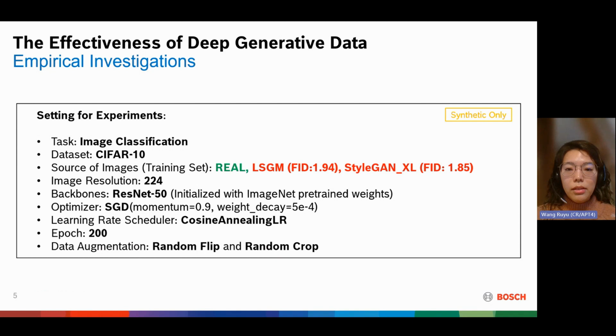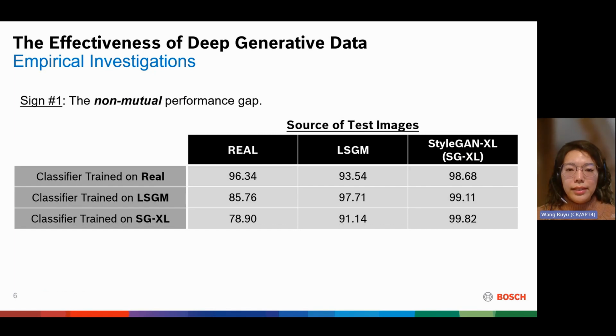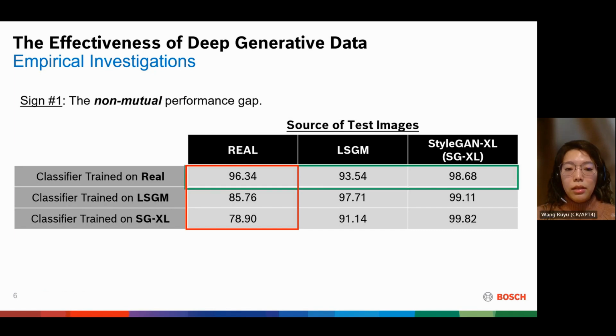For the empirical investigations, we focus on the image classification task on the CIFAR-10 dataset. And note that besides the real CIFAR-10 dataset, we also have two synthetic CIFAR-10 datasets generated by two popular generative models. So, the first sign we observe is that the performance gap between synthetic and real data is not mutual. Let's have a look at this table. Here we have three classifiers trained on different sources of data and tested on real data. You can see significant gaps when training on synthetic data and then testing on real data. But the other way around, when training a classifier on real and using it to classify the synthetic data, there is almost no gap. The real classifier can classify synthetic data with no problem.